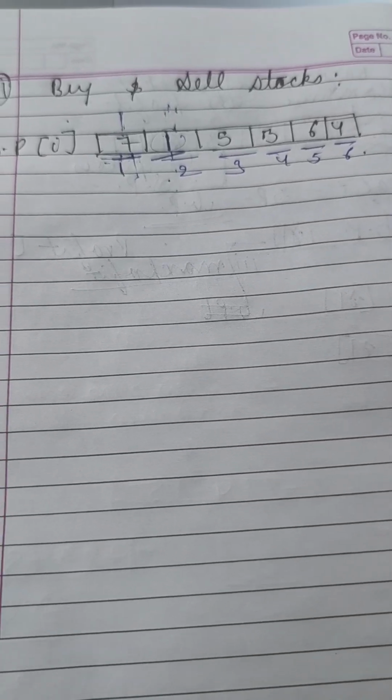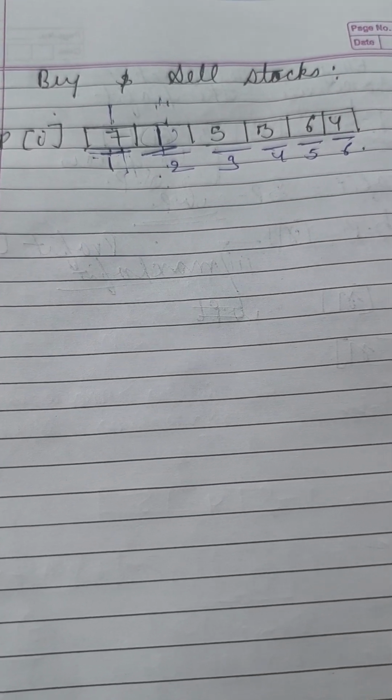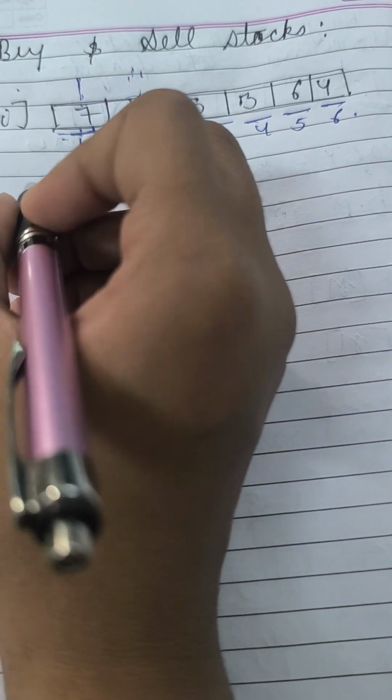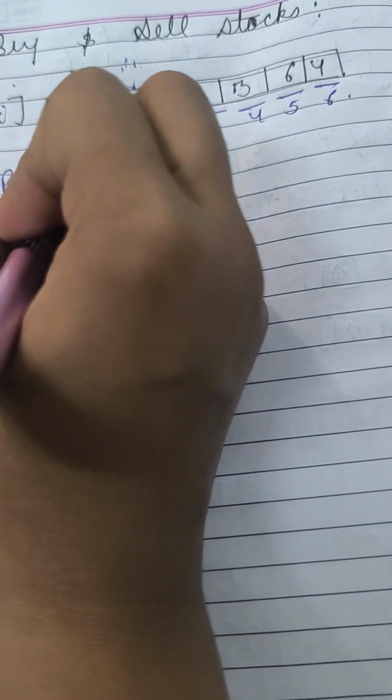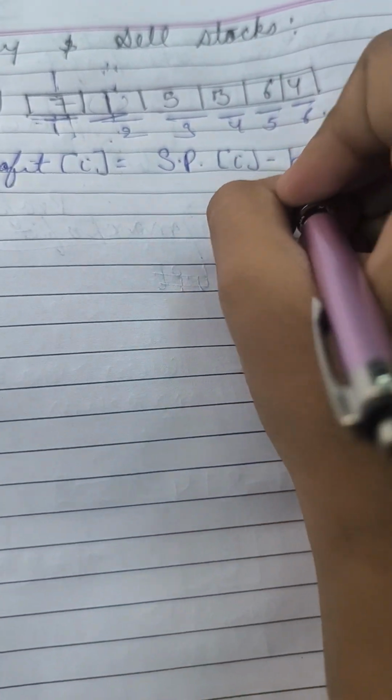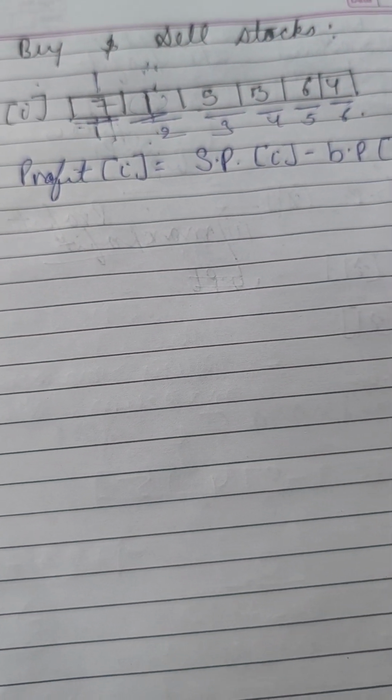So this is what is happening in the stock question. You have to take out the profit and return the maximum profit. Are you getting the question? So for taking out the profit of i, you have to do it in this manner: selling price of i minus buying price of i. The question is going to work like this.